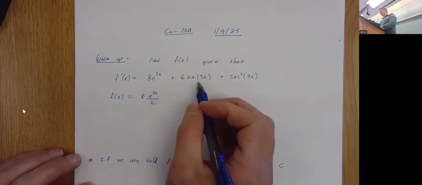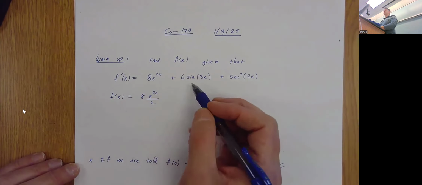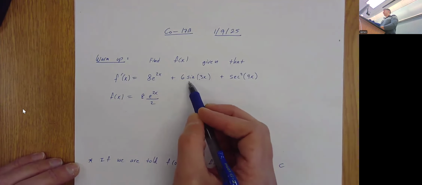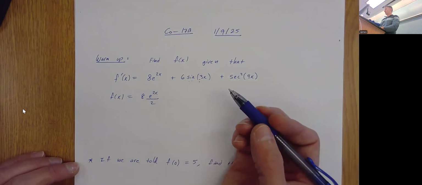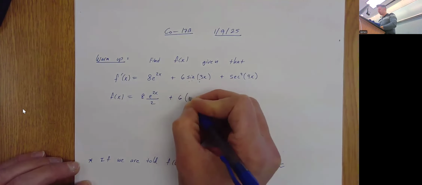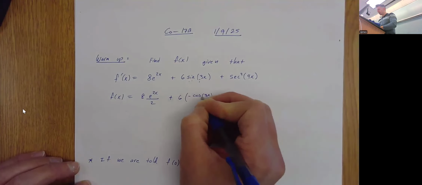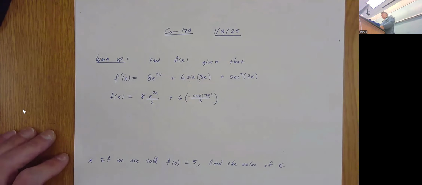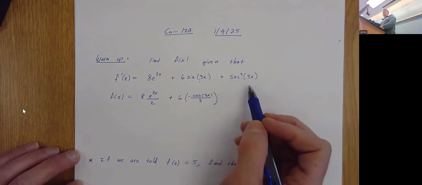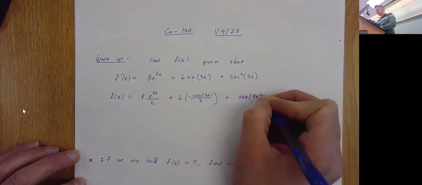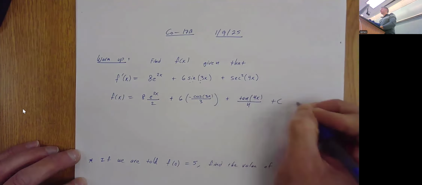Same deal here. We know that the antiderivative of sine of x is negative cosine of x. So the antiderivative of sine of 3x is going to be negative cosine of 3x, and then we have to divide by 3. So we're going to get plus, I should have written a minus sign, plus 6 times negative cosine of 3x divided by 3. Same deal for secant squared. We know the derivative of tangent is secant squared of x. So the antiderivative of secant squared of 4x, we have to divide by 4. So we're going to get tangent of 4x divided by 4 plus c.